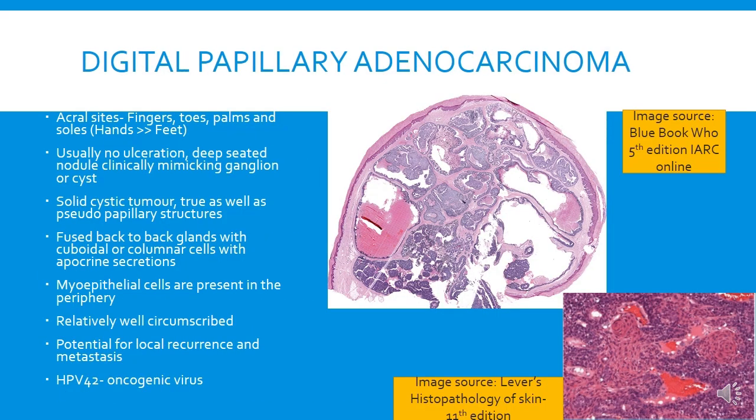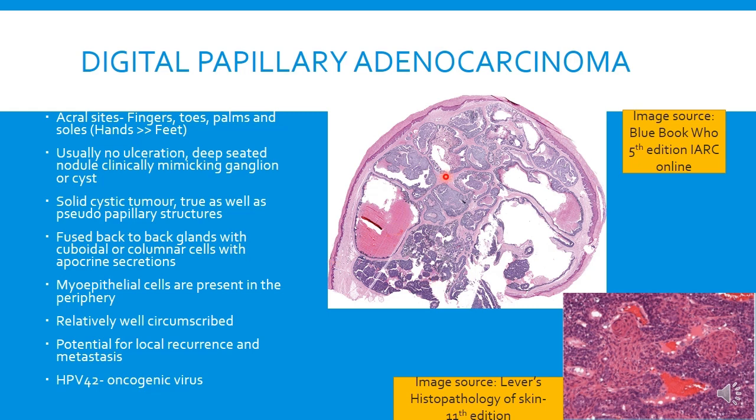Digital papillary adenocarcinoma is another malignant tumor of eccrine and apocrine origin, which, as the name suggests, is more common in the acral sites: fingers, toes, palms and soles, hands more than feet. And it usually has no ulceration and is a deep-seated nodule, clinically mimicking a ganglion or cyst. Histopathologically also, it appears to be relatively circumscribed with cystic areas, and it is a solid cystic tumor with true as well as pseudo papillary structures.